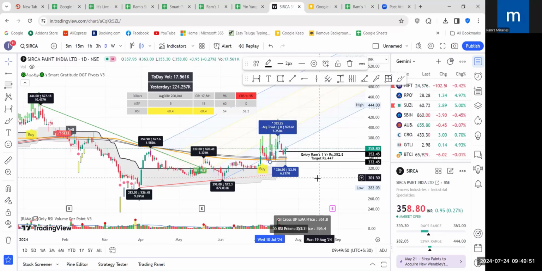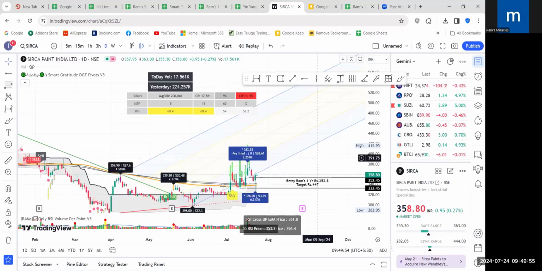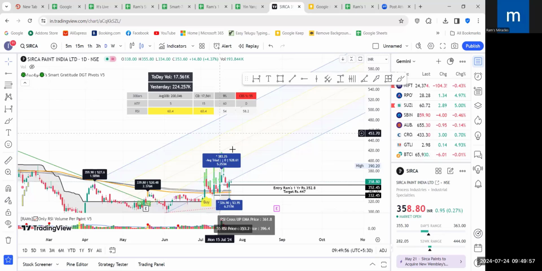And make sure this is for a 1 year time period. So the price will move like this. Once it enters this pitchfork zone, then the price will move like this. Within this range only, the price will move.